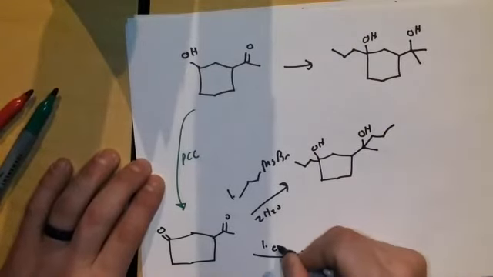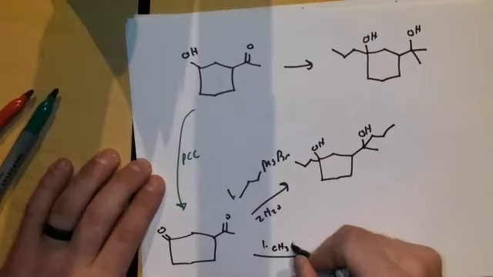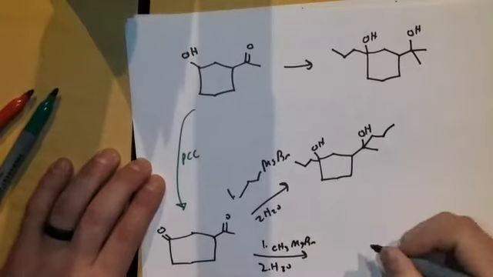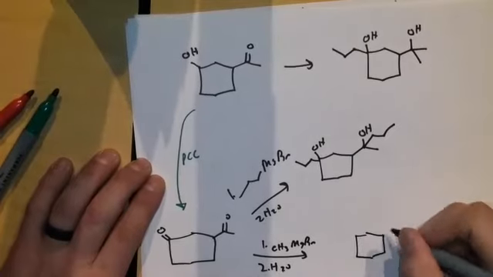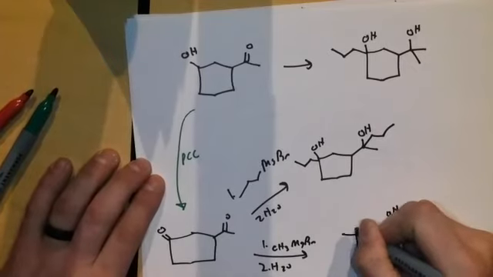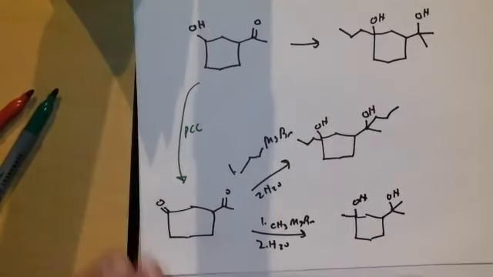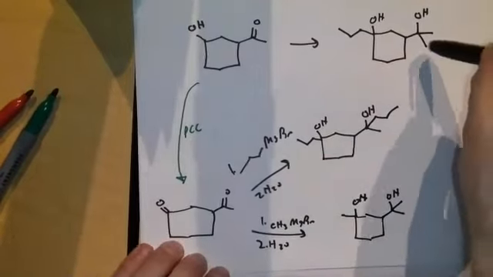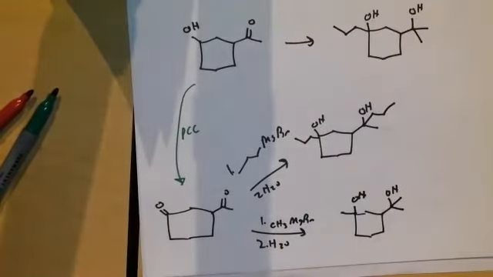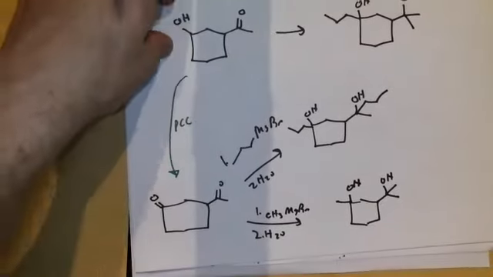Versus BH3 MGBR. They're both going to attack at both centers. So you're going to be kind of screwed when you're trying to make this compound where you have two different Grignards that are happening. So in order to do something like this, I'm just going to completely draw this.